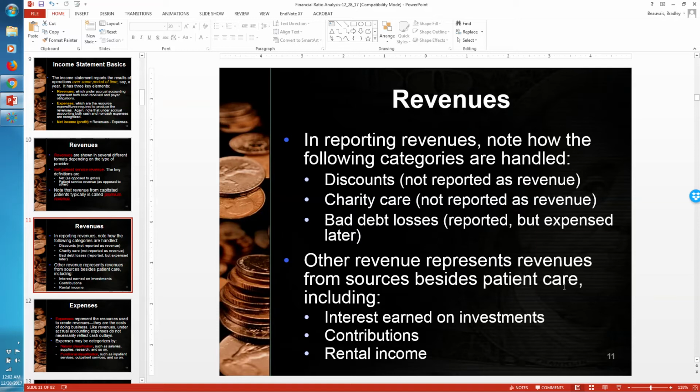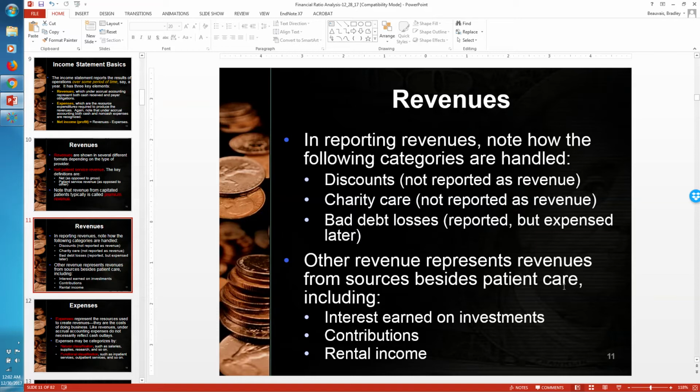Okay, and the last bullet there is bad debt losses. That's instances where individuals are determined to have some capacity to pay, but do not. And of course, no situation is perfect, so we make allowances for that and then adjust appropriately if that particular patient or that particular payer ends up making good on their obligation.